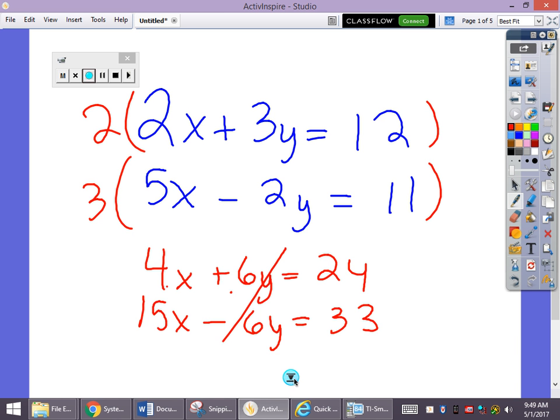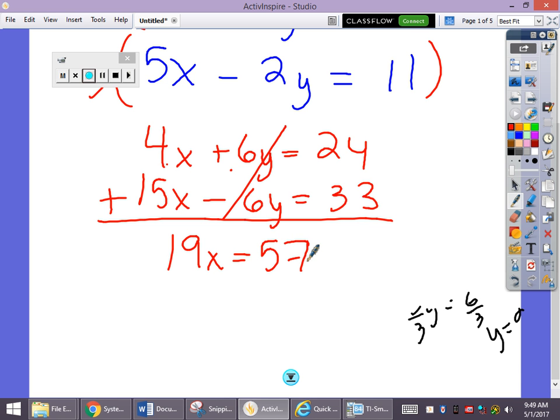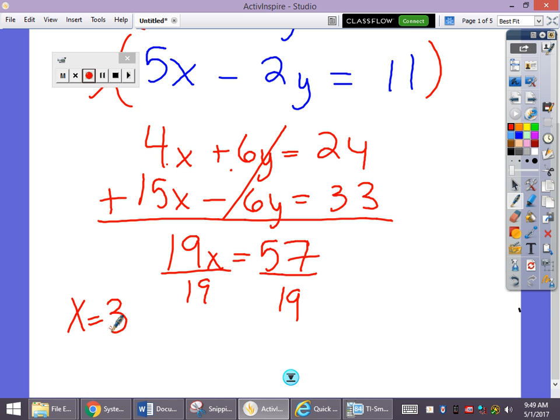So now I'm going to simply add down. So 19x equals 57. Okay? Divide by 19. X equals 3. Who remembers where I go from there? Plug it in. You must plug it into one of the two originals that are written up here in blue. So I'm going to plug it into the top one.